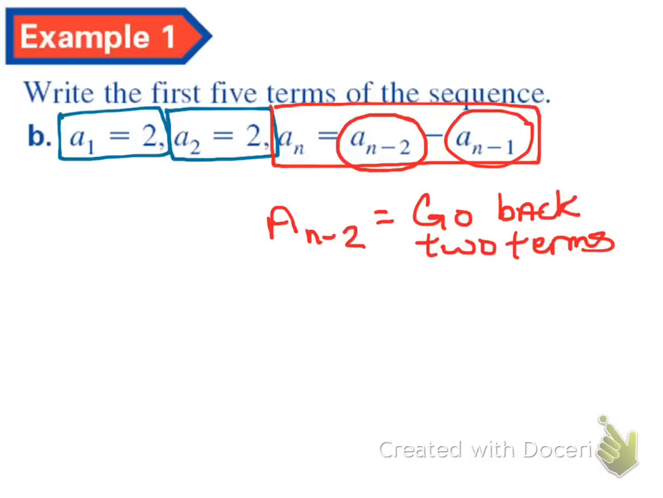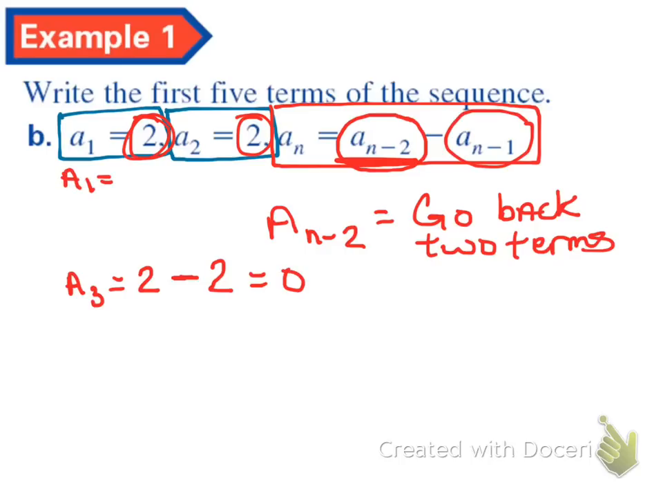So if we're starting at the third term, and we have to go back 2 terms, then that means go back to the first term, minus the previous term. Well, previous to the third term would be the second term. So to find the third term, what we need is 2 minus 2, or 0. So we have our first term is 2. Our second term was given to us, it's 2. And we use the recursive rule to get the third term.